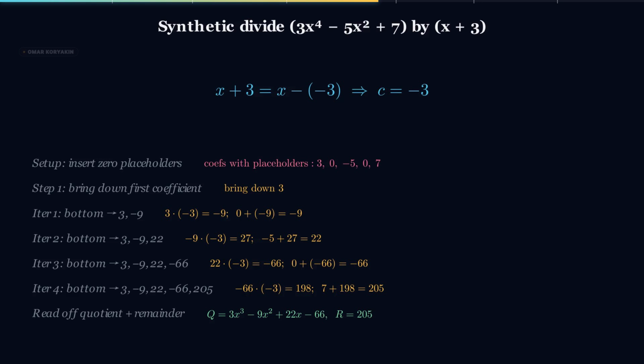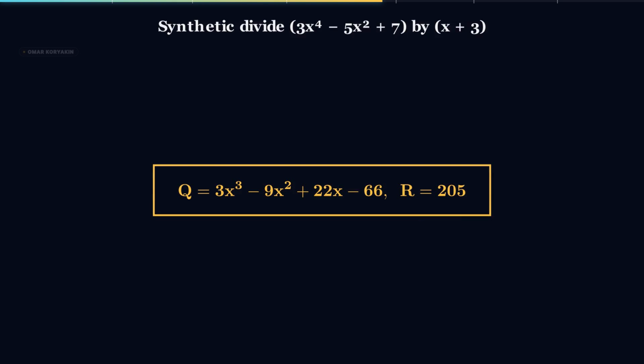Verify by multiplying back: the quotient times the divisor plus the remainder should equal the original dividend. So the quotient is 3x cubed minus 9x squared plus 22x minus 66 and the remainder is 205.